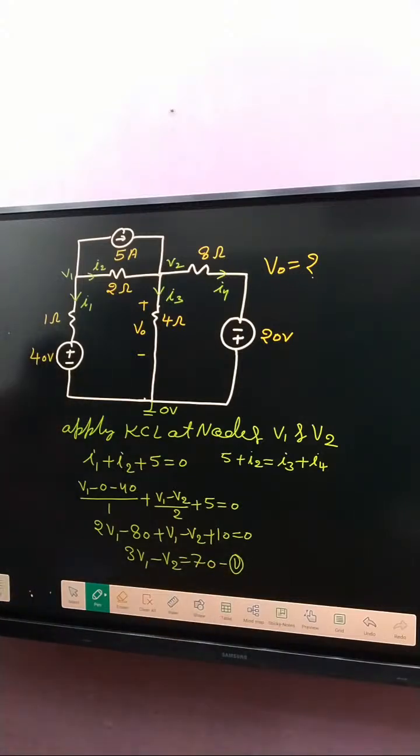If anyone faces any doubt, then comment it, and I will discuss again. So 3V1 minus V2 is equal to 70.